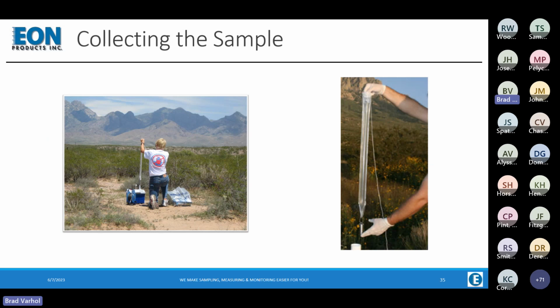Here are some quick field photos. Here's our technician out in a remote location. The high point of this is to show that there's very little equipment being used. He's got a water level meter, his cooler, and his bag of hydrosleeves to redeploy before he leaves the site. And the photograph on the right is a location with the full hydrosleeve just removed from the well.